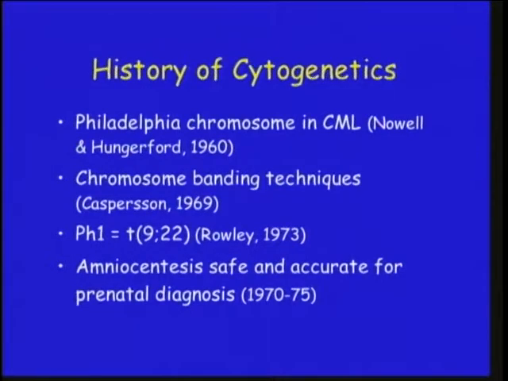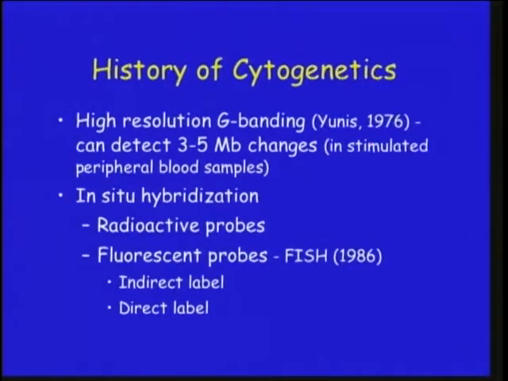And in the early to mid-70s, it was determined that amniocentesis was a safe and accurate method for prenatal diagnosis. And this allowed cytogenetics to be brought into the clinical lab as a diagnostic tool. And then by making some modifications to procedures, more high-resolution G-banded karyotyping was achieved. And through tweaking over the years, we've finally gotten to the point where we can see changes on the G-banded chromosome that are at the level of about 3 to 5 megabases.